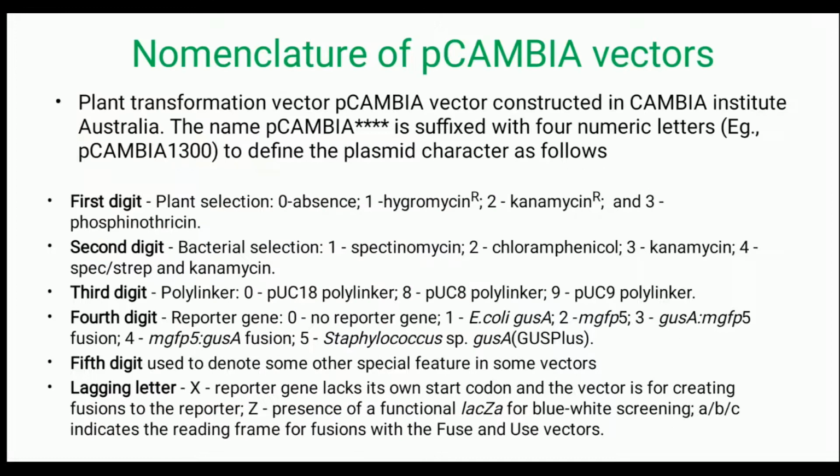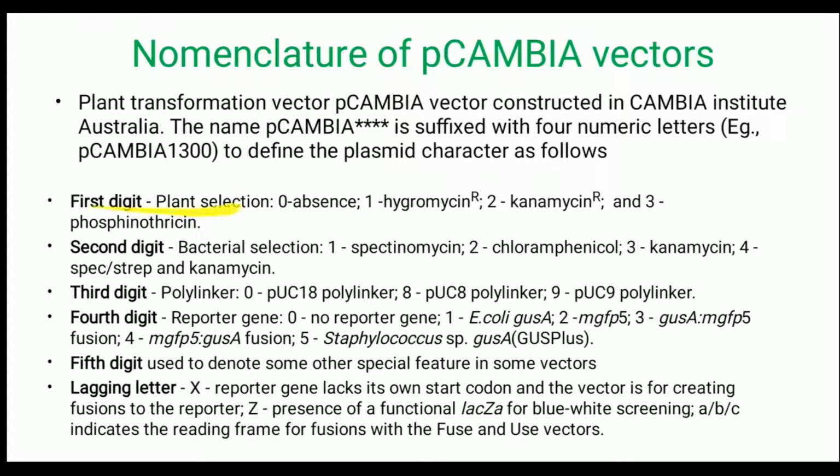Now the most common binary vector in use for plant transformation is the pCAMBIA vectors that are commercially available. So the plant transformation vector pCAMBIA is constructed in the CAMBIA Institute in Australia. pCAMBIA is suffixed with four numeric digits. Each digit denotes a specific property of the plasmid.